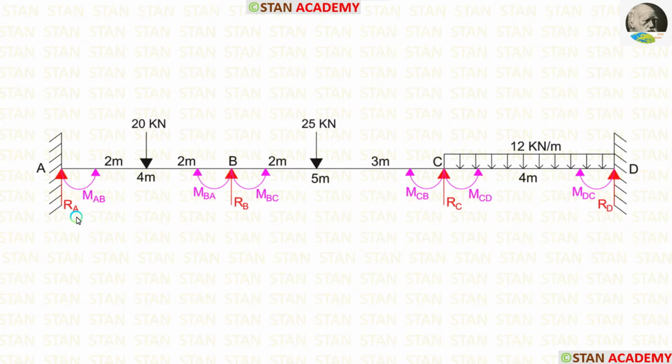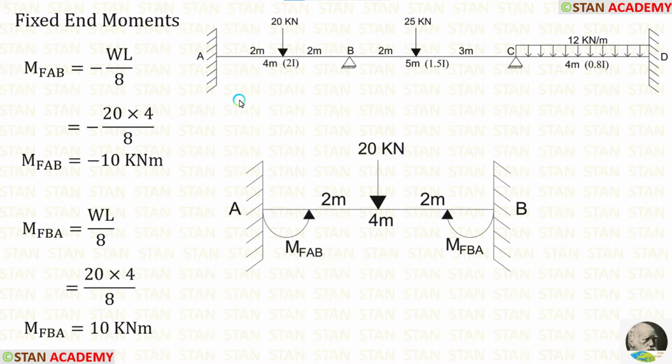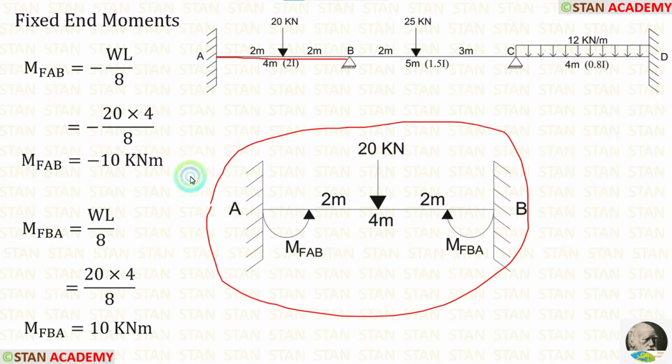Also, we have to calculate 4 vertical reactions RA, RB, RC, and RD. Now, let us make the fixed end moments. For making the fixed end moments, we have to assume every span as a separate fixed beam. First, let us take the span AB and assume that it is a separate fixed beam.